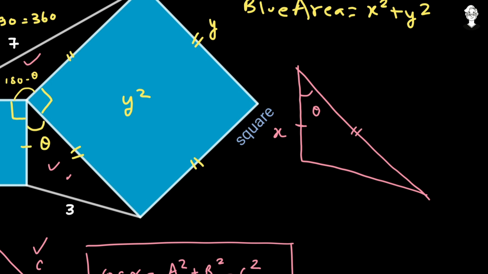This side is the side of the bigger square, hence it will have a length y, and this length is given, that is equal to 3. So let us apply the cosine rule.